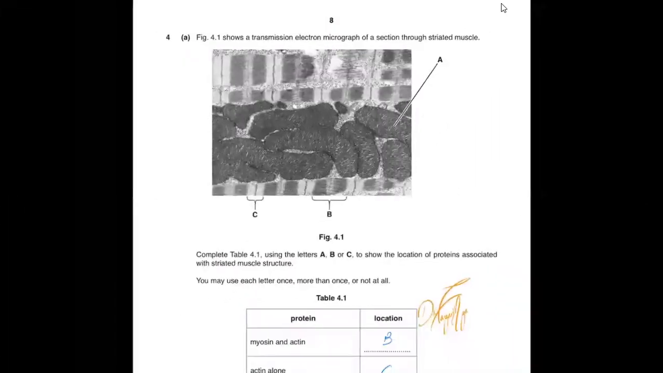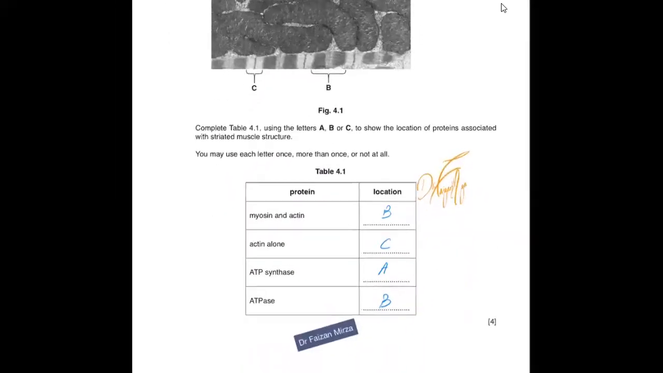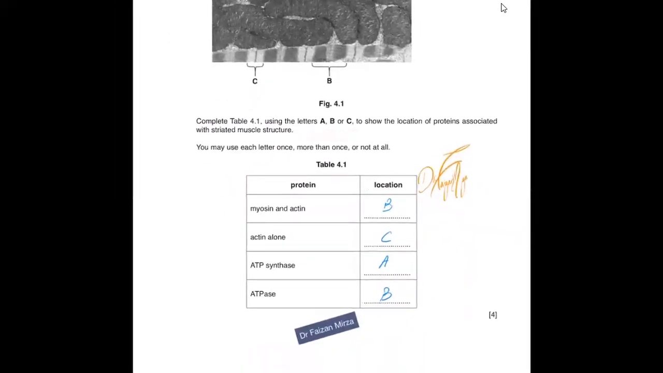Three structures have been labeled A, B, and C. A is the region with the mitochondria. B is the region where you have the thick and thin filaments combined, as well as the myosin and the M line. Whereas C is the region of actin alone, and this is the Z line. So the question they are asking you is to label A, B, and C. You should use the letter.